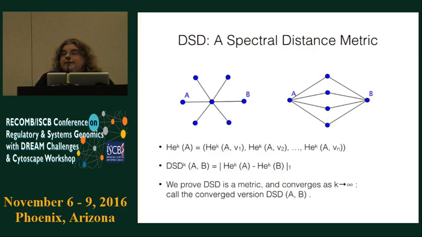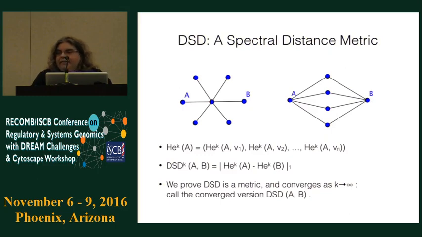We're going to define the distance, the DSD distance, between A and B to be just the L1 norm of these two vectors. So how does my breadcrumb view of the graph differ from your breadcrumb view of the graph? If we're close in the graph, they should look very similar. If we're far away, they should look very different. Does this make sense? Great.